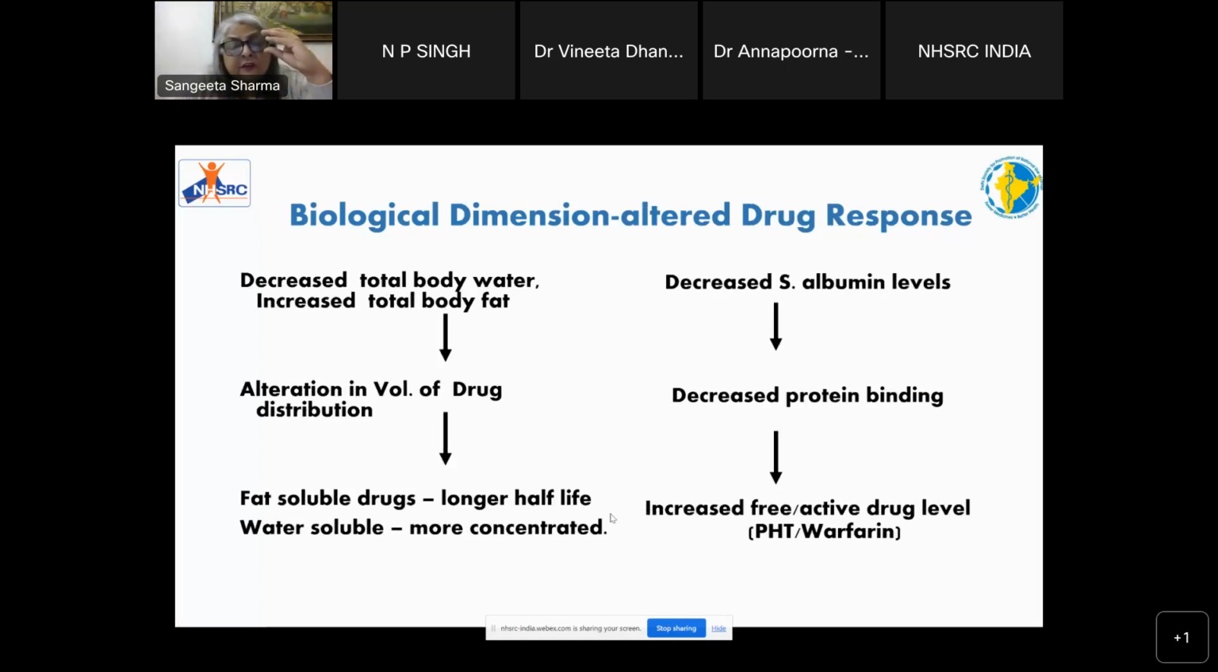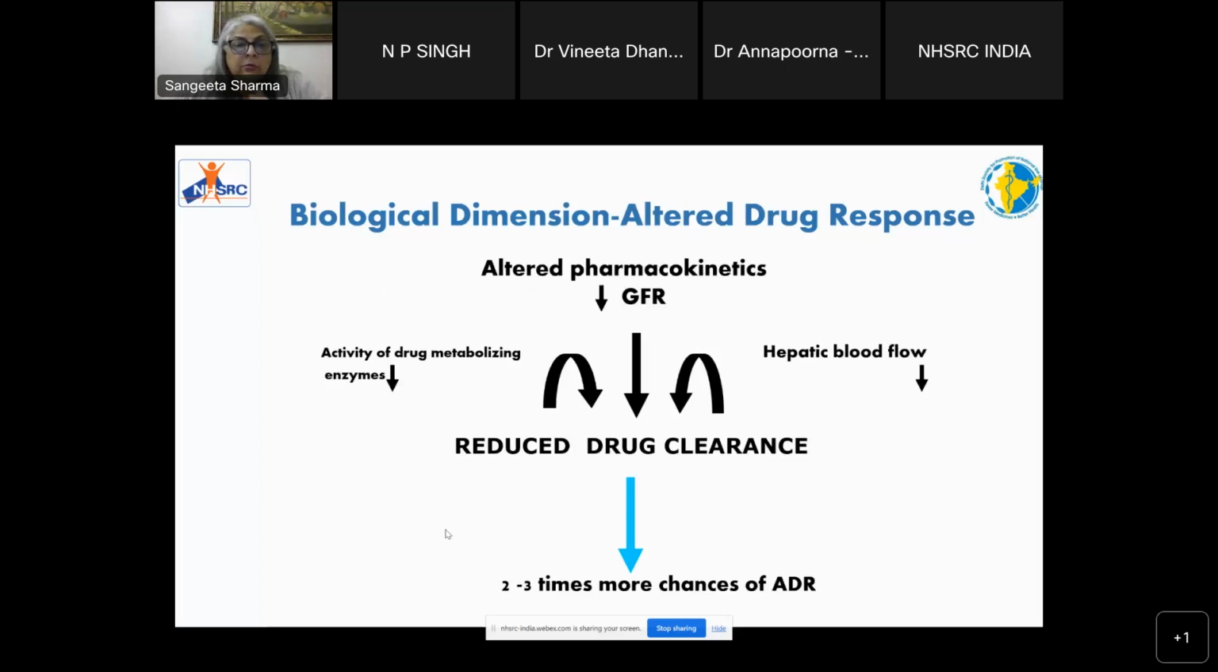Then because physiological change is happening, the pharmacokinetics of the drug would also differ in the elderly. For example, fat soluble drugs will have longer half life in the elderly, whereas water soluble drugs are more concentrated. So you need to watch out for all these things in the elderly patient. The metabolizing enzyme activity may be reduced, hepatic flow may be reduced. That means they are accumulating these medicines in their blood. Once they are accumulating, because there is reduced clearance from the body, there are 2-3 times more chances of getting an ADR in the elderly.